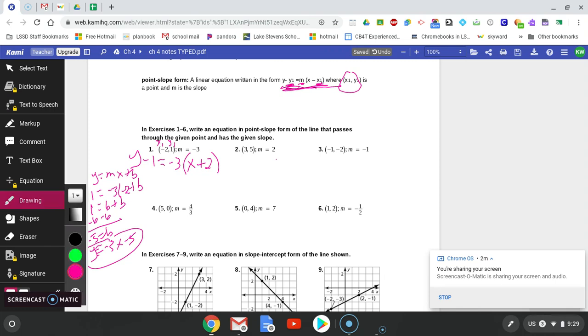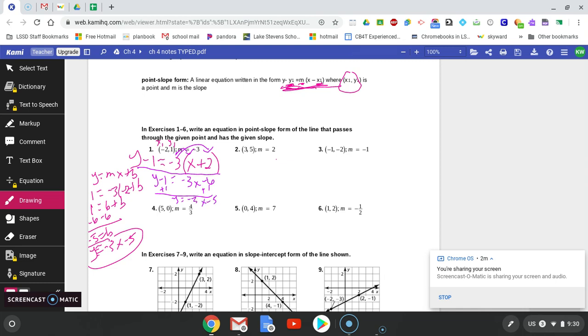And let me prove to you that they're the exact same thing. Okay, so I can simplify this equation right here by using the distributive property. So I have y minus 1 is equal to negative 3x minus 6. If I add a 1 over to both sides, I get y is equal to negative 3x minus 5. Ta-da! Look, it's the exact same thing we got over here. So they're equivalent to each other. They're just in different formats.